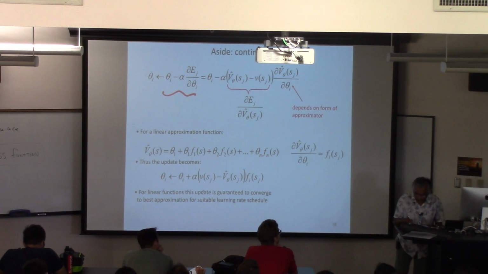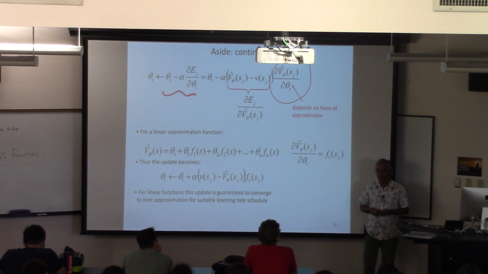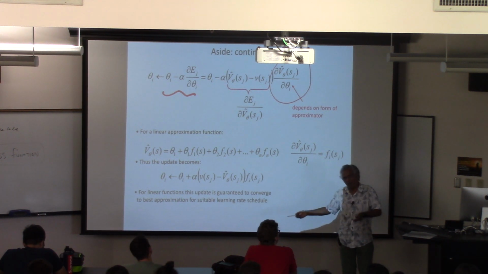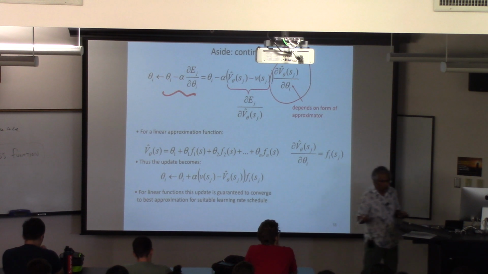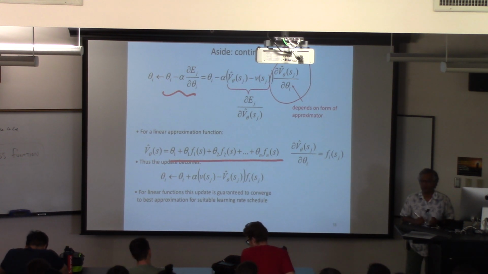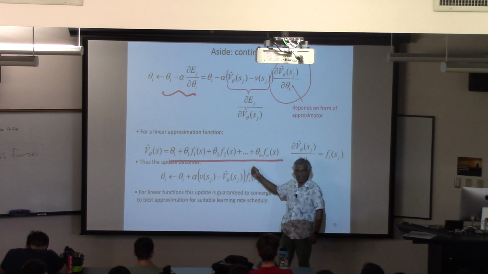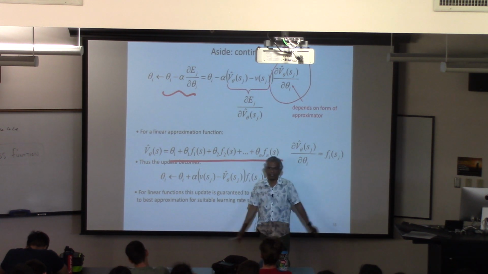And now I have to differentiate V theta with respect to the weight itself. Of course, this depends on how value is represented in terms of the features. For us, it's just a linear function. So remember that my value function is this. Now I'm going to differentiate this linear function with respect to theta I. So let's say I'm differentiating with respect to theta 2.